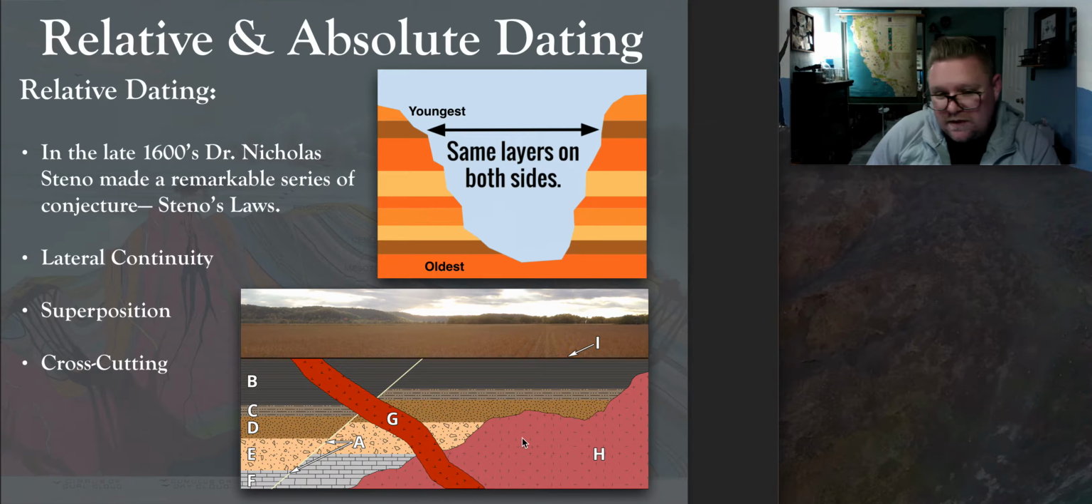Then H would have been next, then G, and then the most recent layer is going to be I, which is where this farm is. So again, it's F, E, D, C, B, A, H, G, and then I. So that kind of puts things in some form of order, at least. So this is relative dating. Relative is just putting things in relationship as to where they should be without having specific dates.